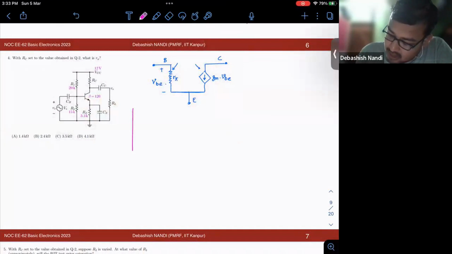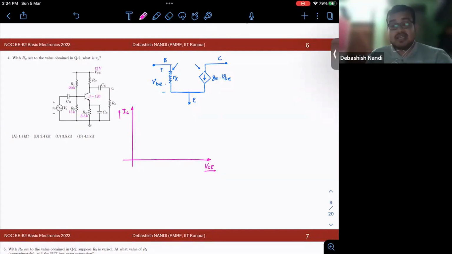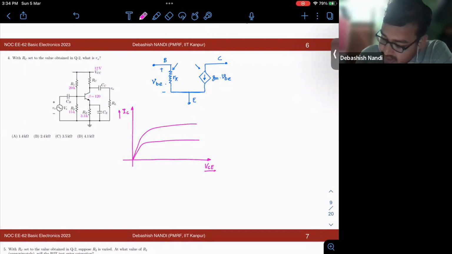See, how do we model things? First, if I ask you to plot IC versus VCE, how will the plot look? I am pretty sure that you all will be absolutely right in plotting this. And here you will say IE or IB is increasing.